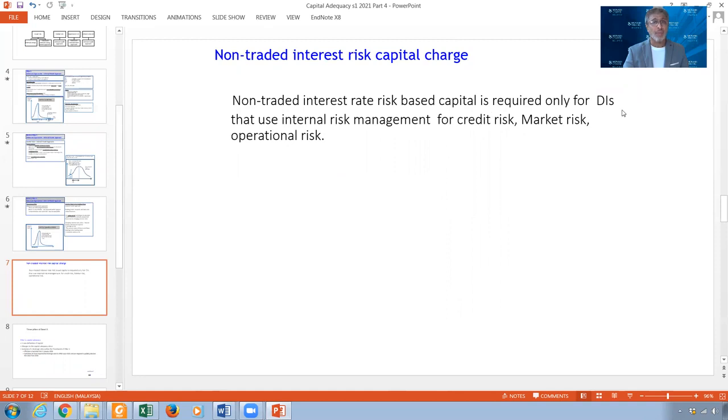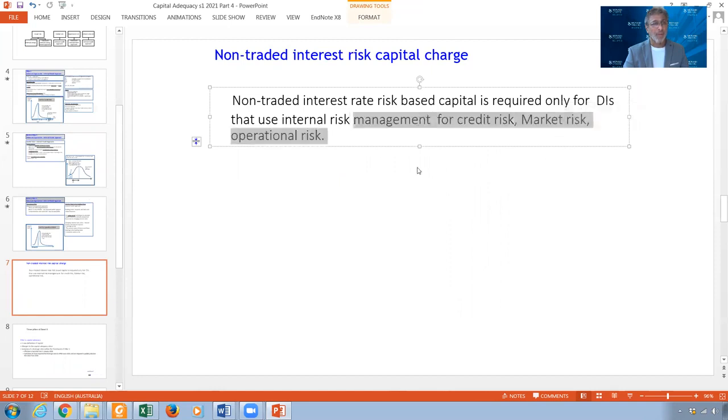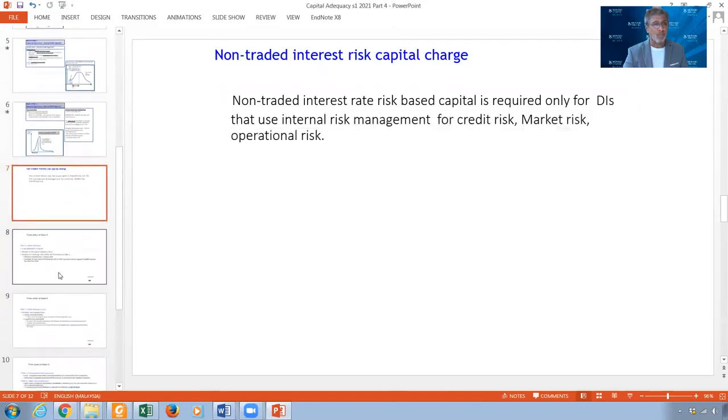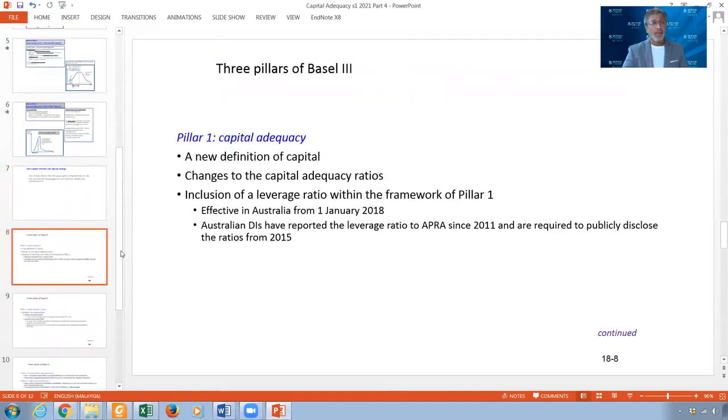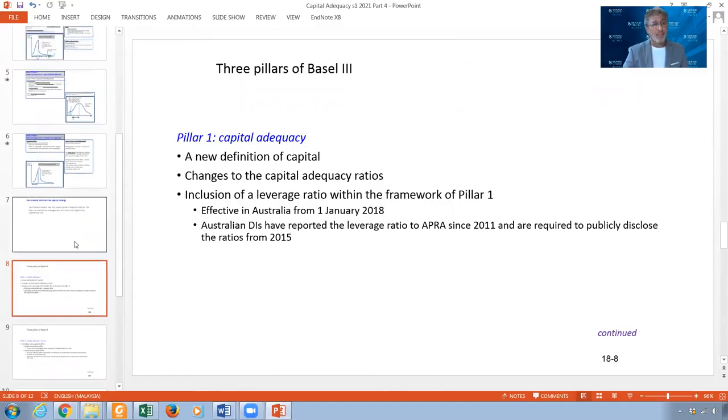This is required only for depository institutions that use internal risk management for credit risk, market risk, and operational risk. We don't use it for the standardized model. So we need to calculate this, and it is actually required for those banks which are using those internal models.